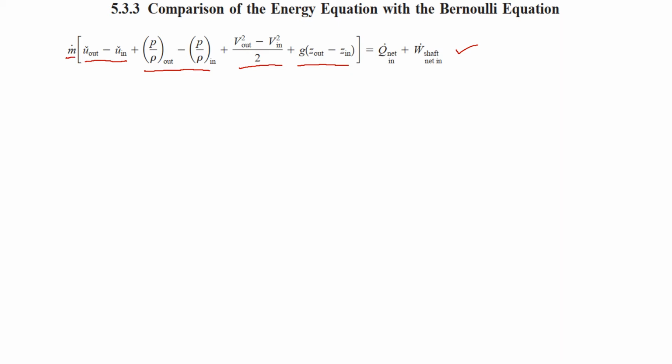multiplied by the mass flow rate, and these terms are equated to the net rate of heat transfer into the system and the net rate of work transfer into the system. And this whole term was the integral for the control surface. This control surface integral was applied to a one inlet, one outlet situation. So we got this equation.